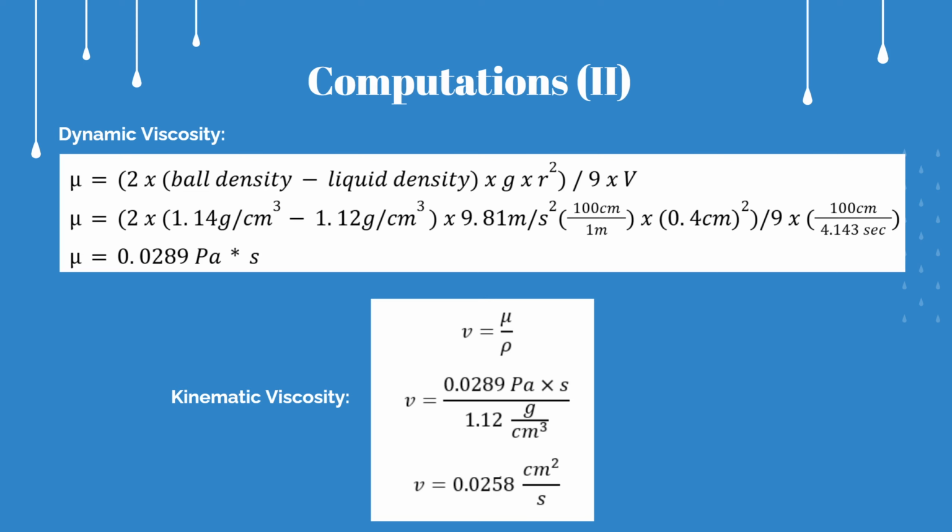Also using the apparatus manual, we can find a kinematic viscosity, which is simply just the dynamic viscosity divided by the density of our stormwater. After we do that calculation, we find a kinematic viscosity value of 0.0258 centimeters squared per second.